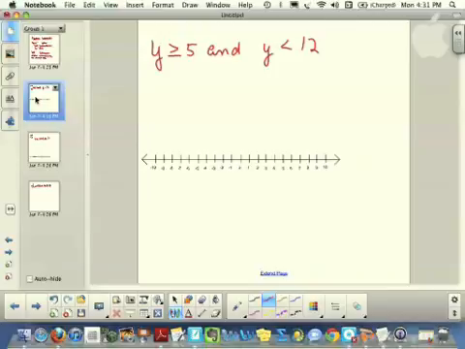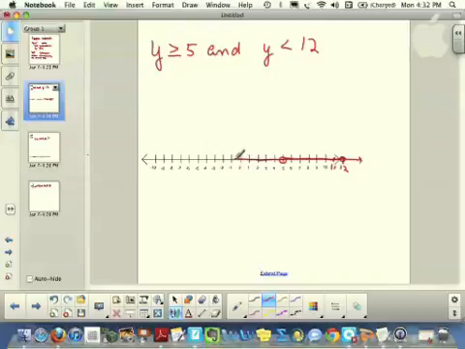The first one says y is greater than 5 and y is less than 12. They are already solved, so I'm going to graph them so we can see what they look like. Y is greater than 5 would be a circle on 5 and everything to the right. Y is less than 12. I know 12 would be here, and that means a circle on 12 and everything to the left.